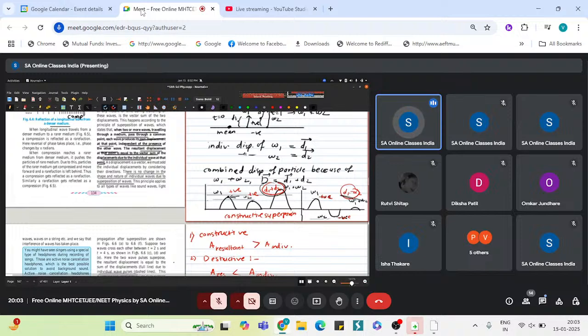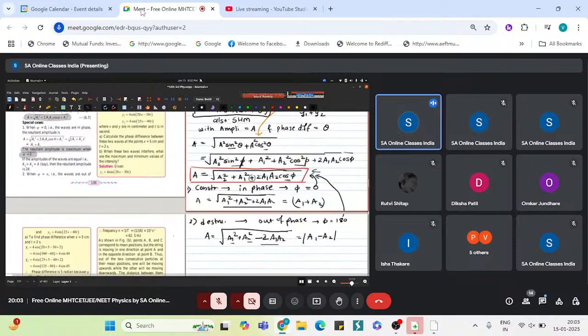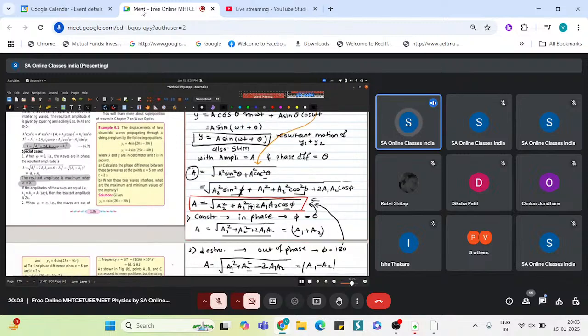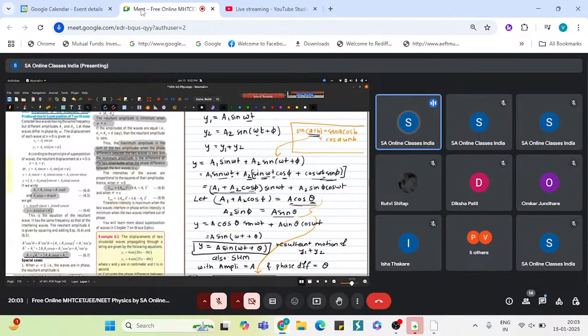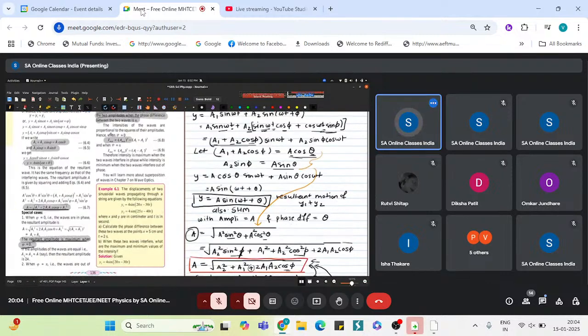So that is constructive and destructive interference in terms of this specific equation. This is exactly the same equation that we had gotten in the last chapter, sorry. And then we found A, and this is the A essentially which is given here, and these are the special cases, which basically say that the resultant amplitude is maximum when phi is equal to 0, and the resultant amplitude is minimum when phi is equal to pi, or 180 degrees.